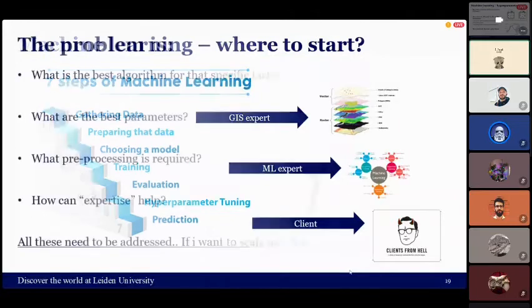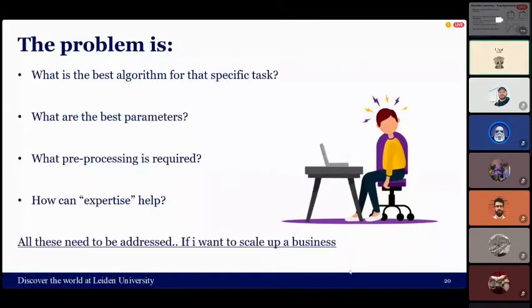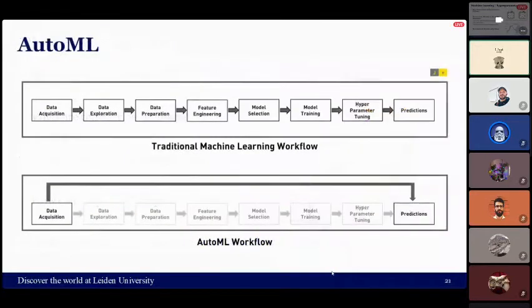The problem is that you don't know beforehand what is the best algorithm. You don't know the best configuration of that algorithm. You don't know if you need to do any pre-processing. You don't know if your previous experience with similar data could help. And if you somehow include this into your process, then you are able to create a service that is actually scalable, right? You don't need one expert for one request from a client, right? And that's precisely the AutoML idea, right?